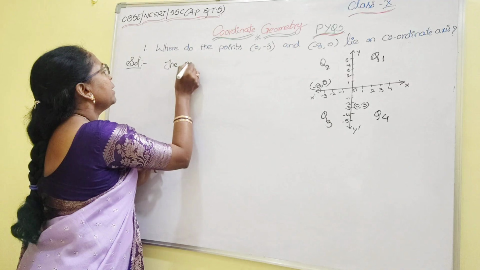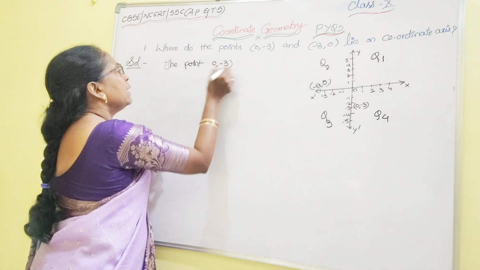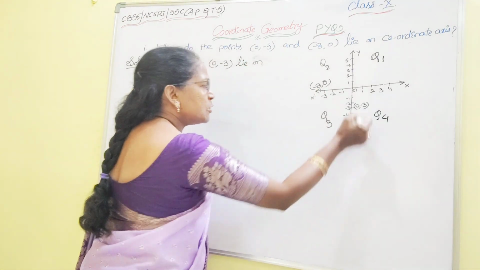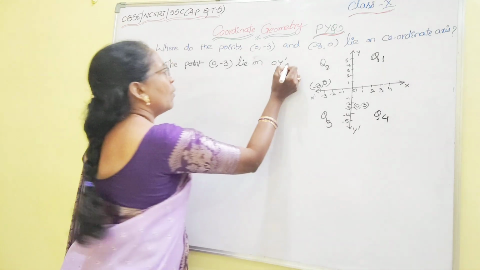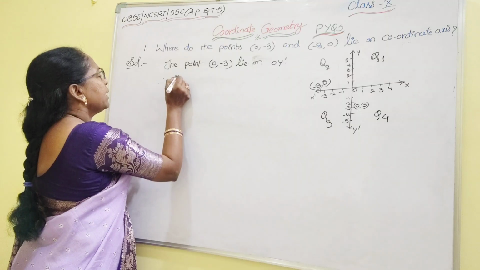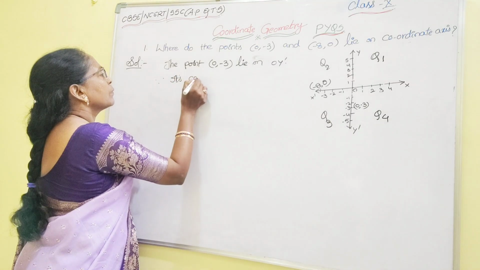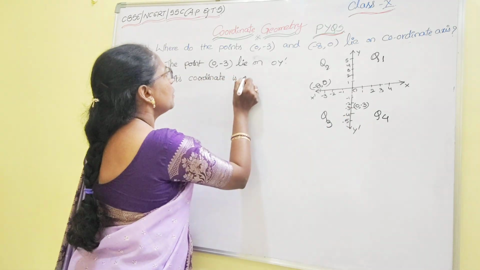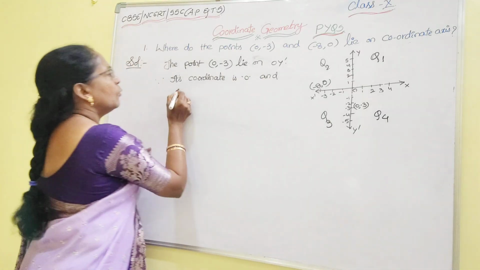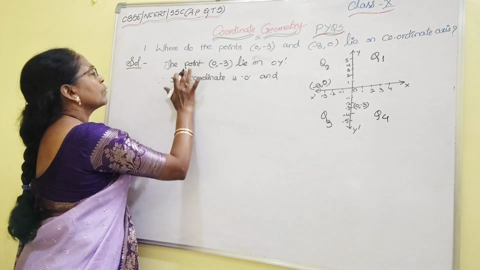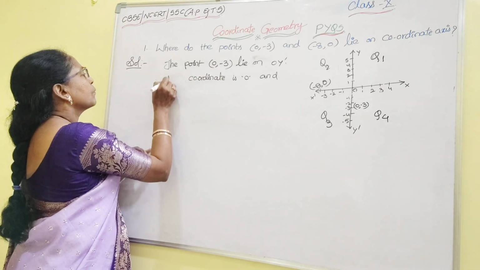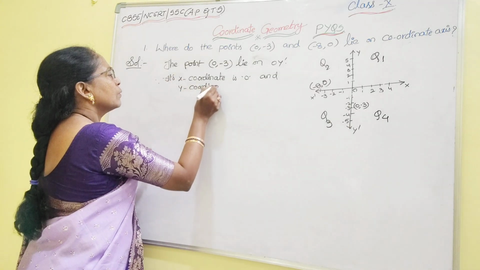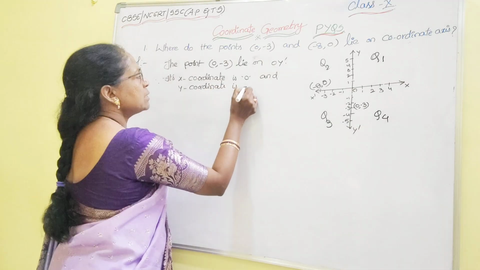Write it down like this: the point (0, -3) lies on the y bar axis, since its x coordinate is 0 and y coordinate is negative.